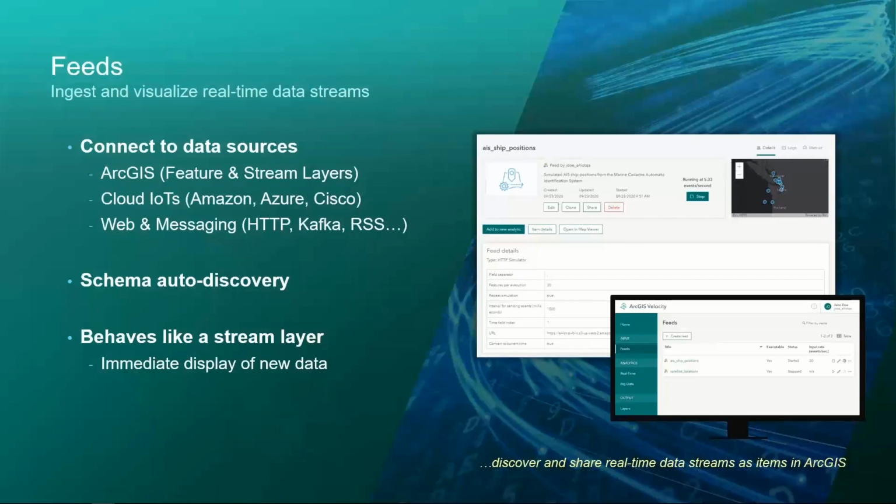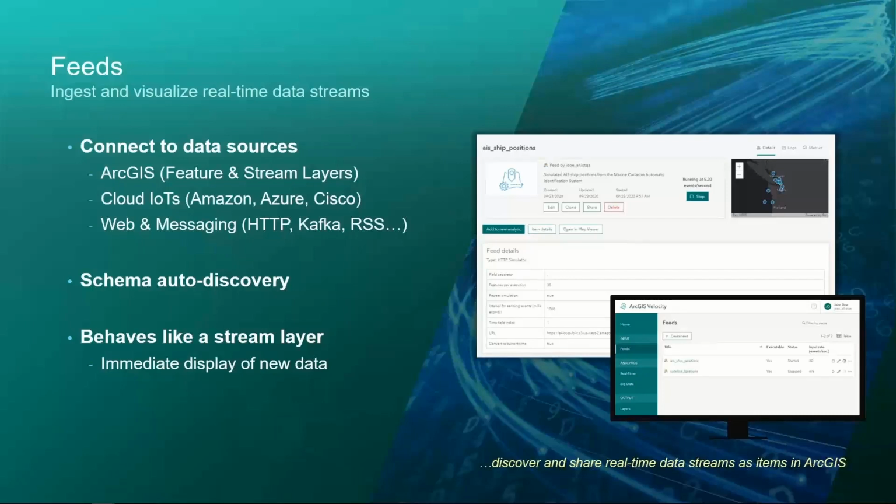In Velocity, you can reach out to different APIs, different cloud IoT platforms, and bring data in a guided workflow so that you can configure the data schema, configure the connectivity to that data resource, and then basically publish a hosted continuous service that ingests that data continuously and makes it available for visualization.